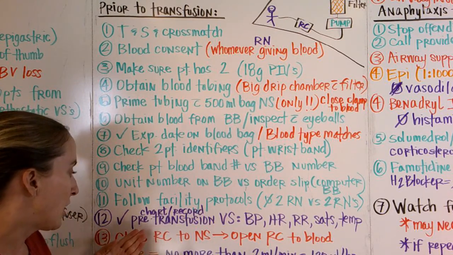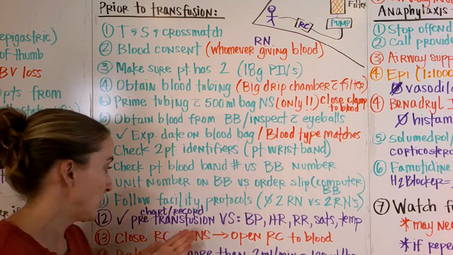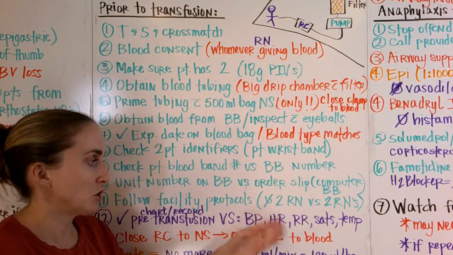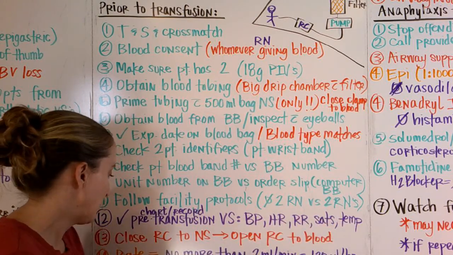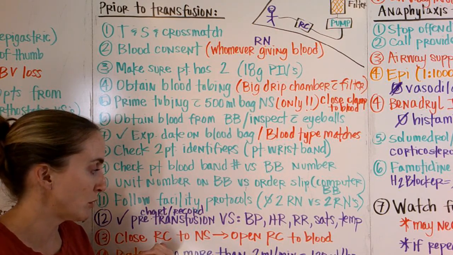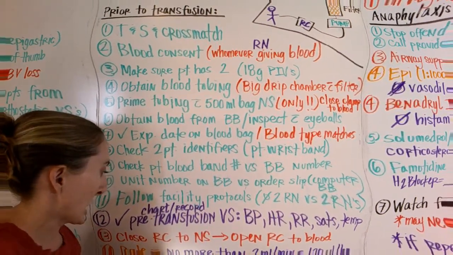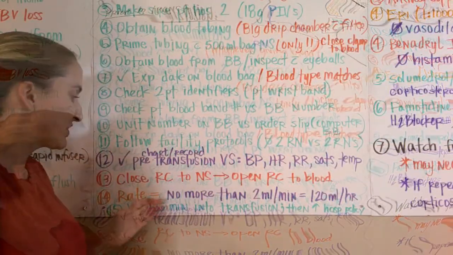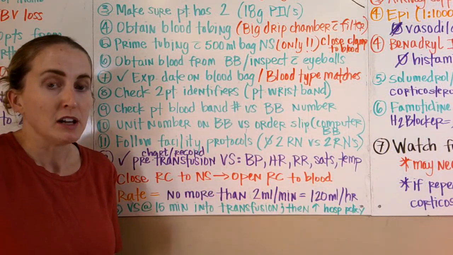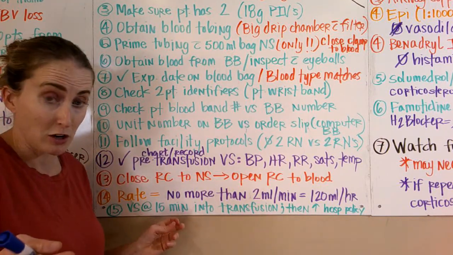Then we check our pre-transfusion vital signs. So we have to get a set of vitals before we start transfusing. And we have to chart and record that, that's required. And that's our blood pressure, heart rate, respiration, sats, temp, okay? Then we close the roller clamp, so RC stands for roller clamp. We close the roller clamp to the NS. We open the roller clamp to the blood. Then we set our rate on the pump to the blood. We set our rate for no more than 2 mLs per minute or 120 mLs per hour. You can't do more than that for the first 15 minutes. Then now we hit start on the pump.